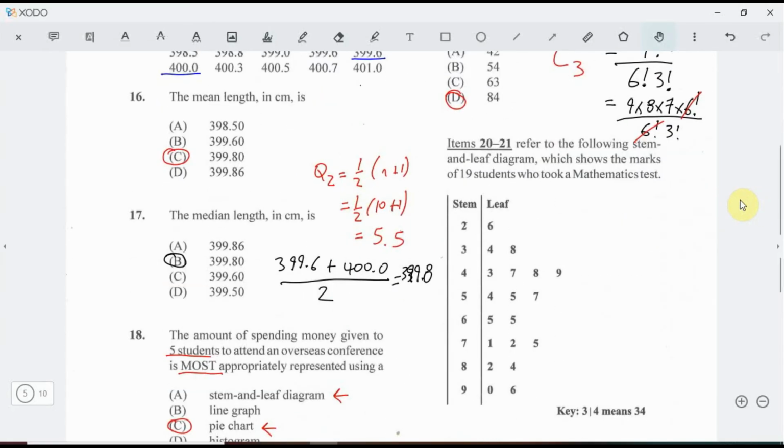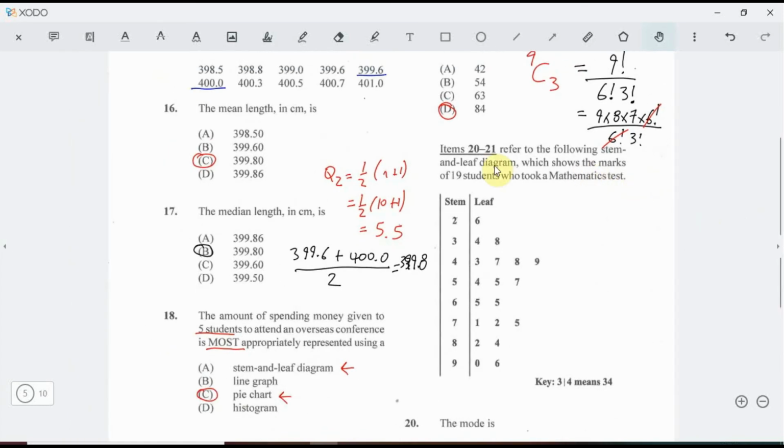Question 20. It says item 20 to 21 refers to the following stem and leaf, which shows the marks of 19 students who took a mathematics test. Wow, look at the standout. Somebody got 96, but somebody also got 26, so that's poor.